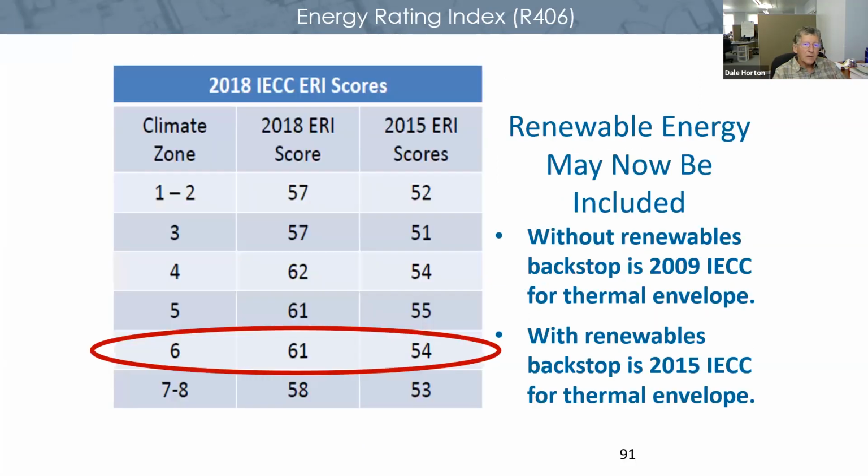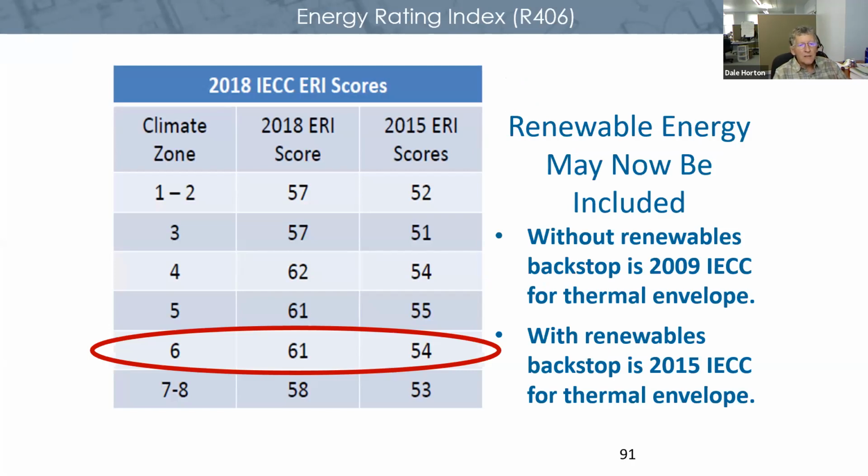I think the only other thing, and this just reemphasizes, and you should at least be aware of the fact that the ERI score requirements differ based on climate zone, and Montana is in one climate zone. So the entire state, in terms of an ERI compliance path, would have to meet 61.